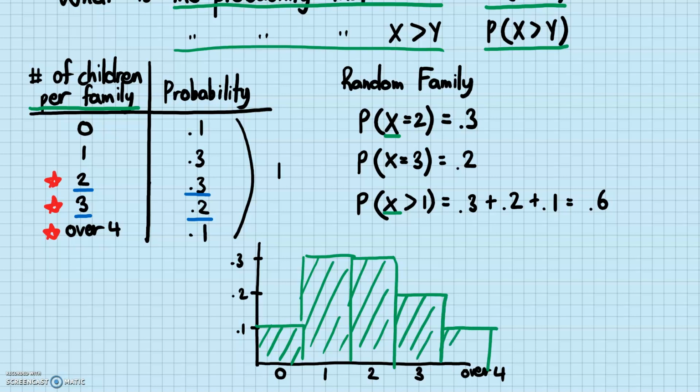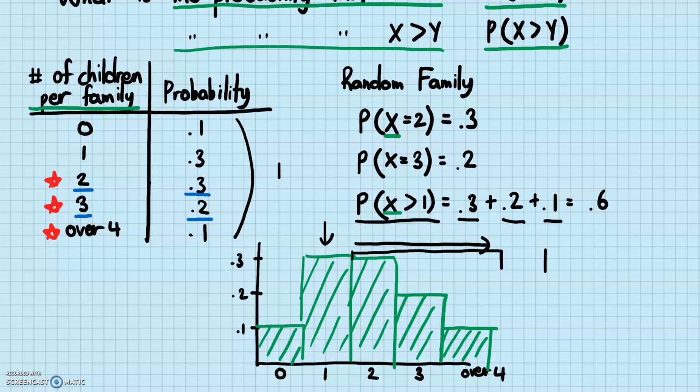So if you look at this histogram, and you are working with inequalities, probability that x is greater than 1. So this is where 1 is, and then you just need to look at the probabilities that are greater than 1. So it would be these right here. So that's why we've added 0.3 plus 0.2 plus 0.1.